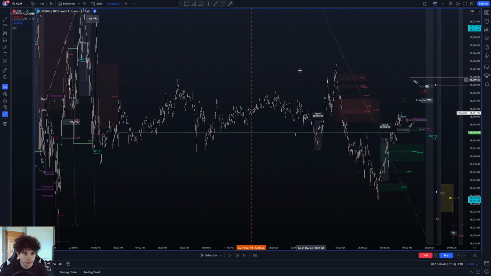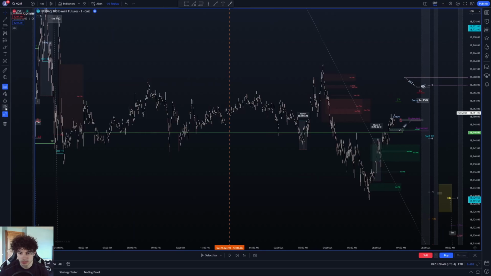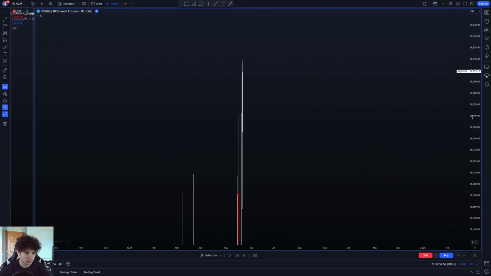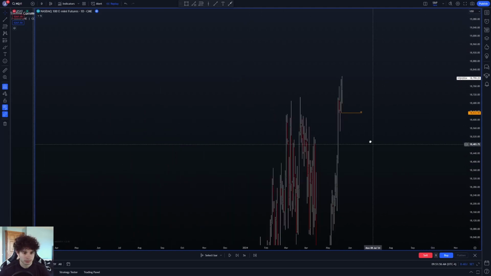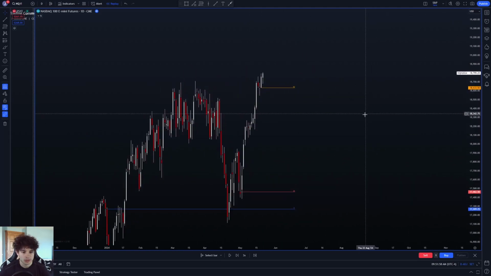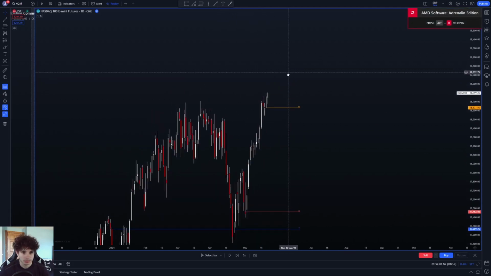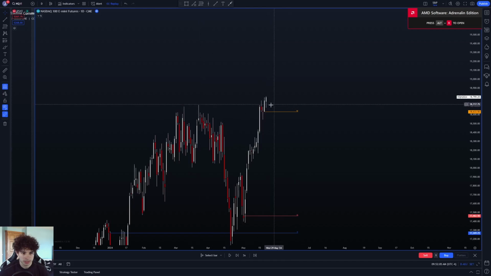So first, let's take off these annotations. Look at the daily. So the daily is going to give us our initial bias. You can see we just have been trading up like crazy. We have taken all-time highs at this point, and we're going higher.